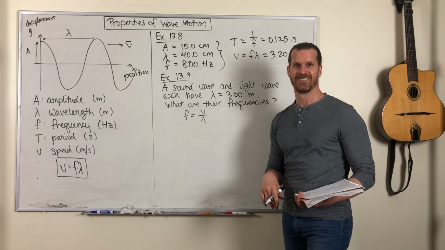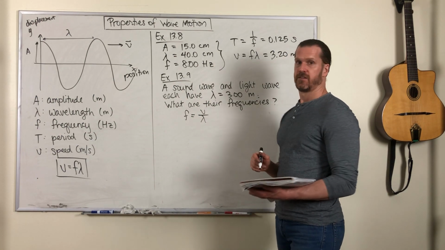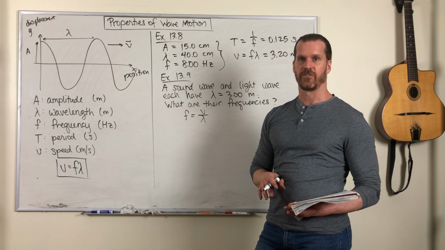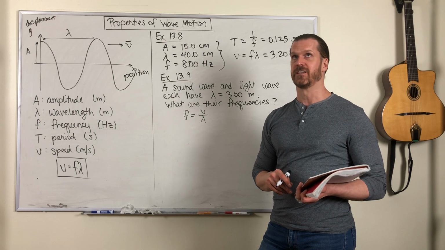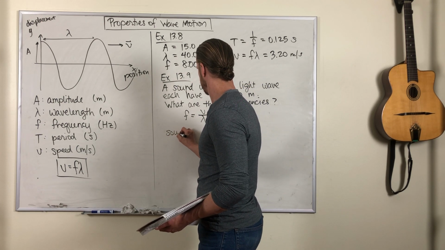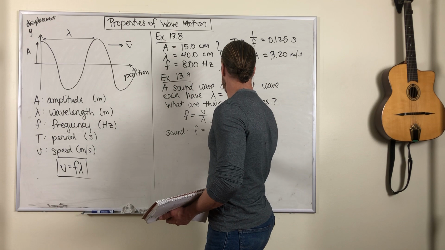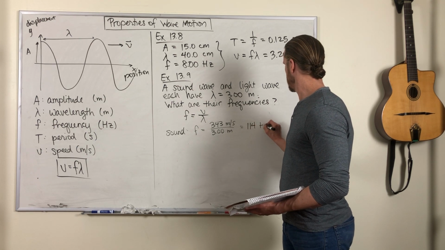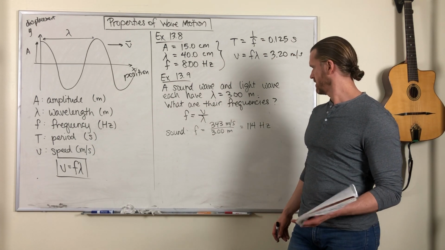One of the differences between sound and light is that they propagate at vastly different speeds. The speed of sound at standard temperature and pressure is about 343 meters per second. And the speed of light is 300 million meters per second. So for sound, f is 343 meters per second over 3 meters, which is 114 hertz. That would be like a slightly sharp A note.